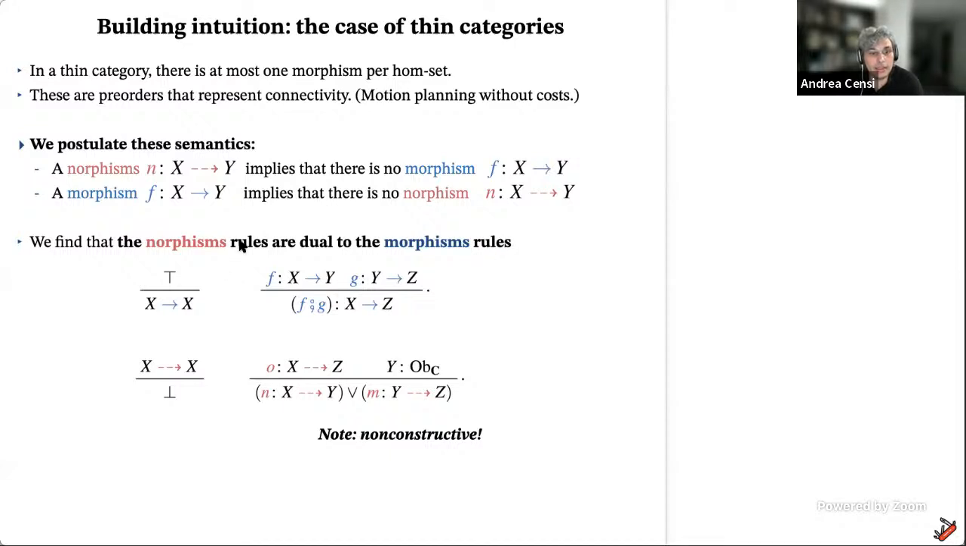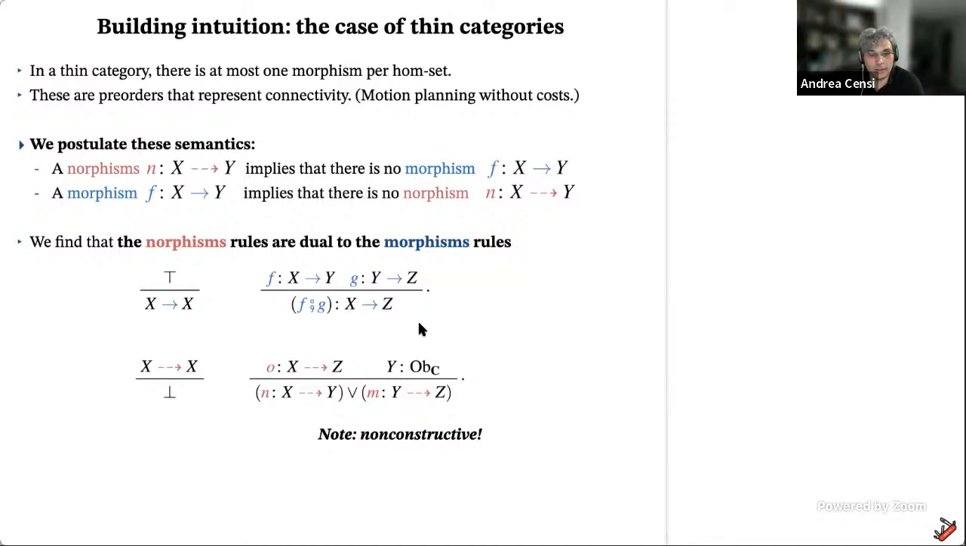So what's interesting is that if you think in these terms, you find that these norphisms seem to behave with the dual rules according to the morphisms, right? So now dual means that you put them upside down and you negate them, right? So top becomes false here, and morphism becomes norphism. So I read it: it's always true that there is a morphism from X to X, but it's always false that there is a norphism from X to X. Why? Because there's already a morphism from X to X. If I try to turn this around, I get the following, right? So this is an end, right? If I have an F and a G, it means I have an end, right?